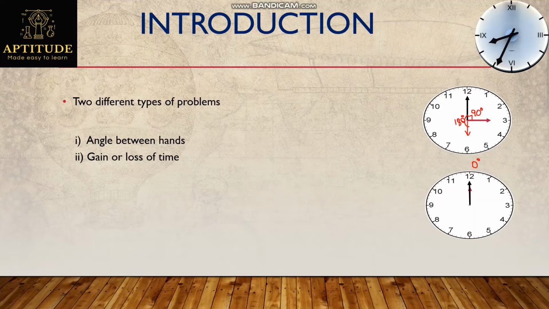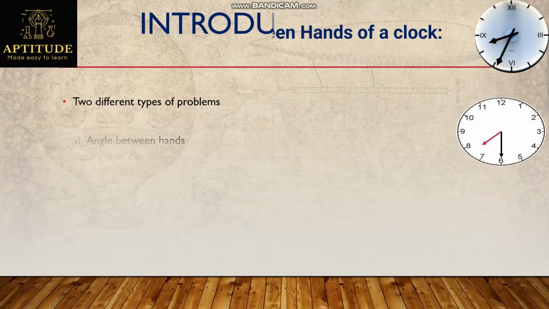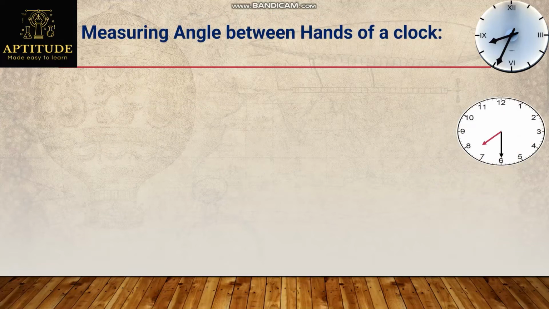But in all cases, we cannot expect problems in these pictures. Then how to solve? For example, consider this clock. It is nothing but 7:30, right? In a 12-hour clock, I am showing the time of 7:30. Can you tell directly what is the angle between the hands of the clock here? Obviously it is difficult, because we cannot say it like this.